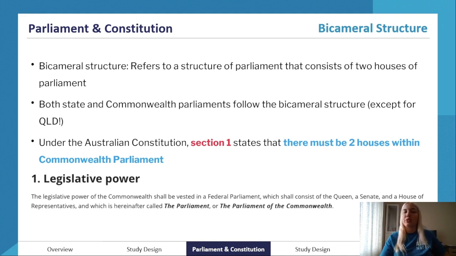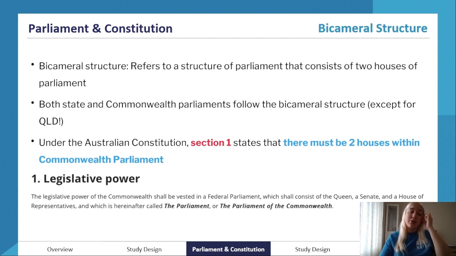So the bicameral structure, we said bicameral, bi is two, so bi meaning two houses, okay? So to define this concept, this refers to a structure of Parliament that consists of two houses of Parliament, the lower house and the upper house. So we said that this is technically enshrined in the Constitution only at federal level. This means that there is one state, Queensland, that does not follow the bicameral structure and just has one house. But all of our other state and Commonwealth parliaments do abide by the bicameral structure.